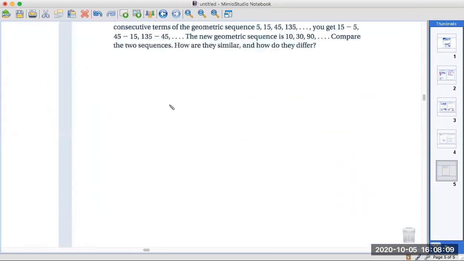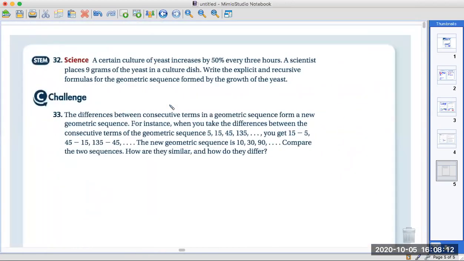we're on page 336, the science. So on this one, it's a little tricky again. Sometimes I like to give a little harder questions to make you think. A certain culture of yeast increases by 50%. So it's going up half every 3 hours. He's starting out with 9. So think of writing the numbers. What would be the next one?